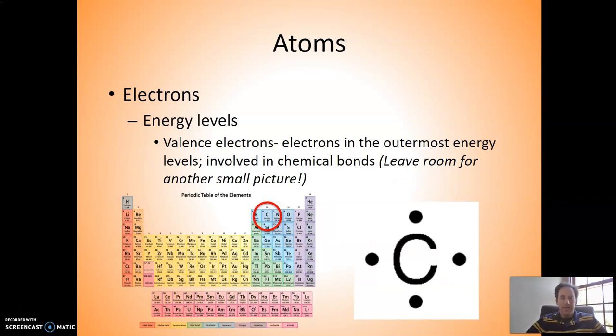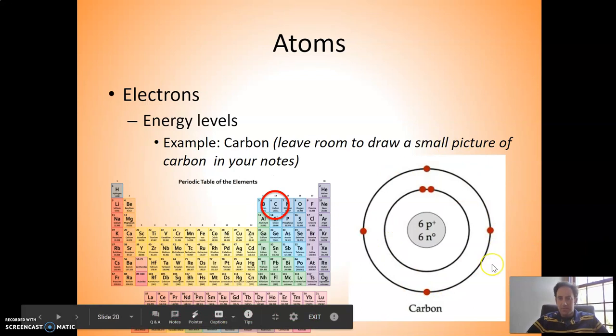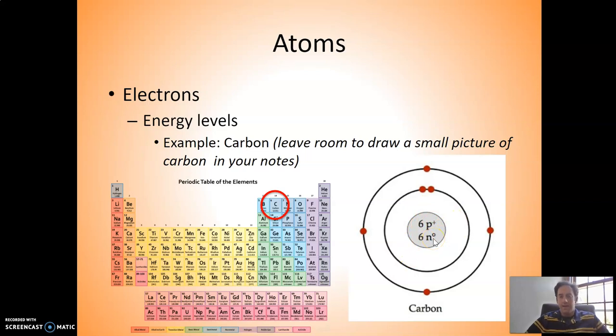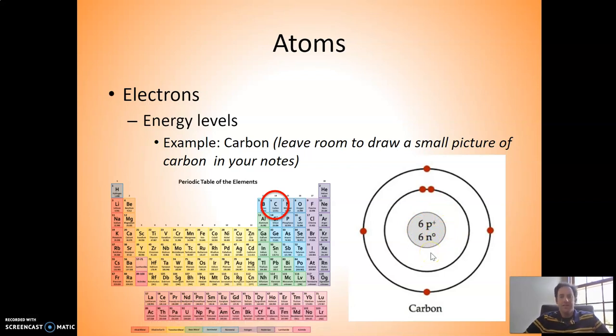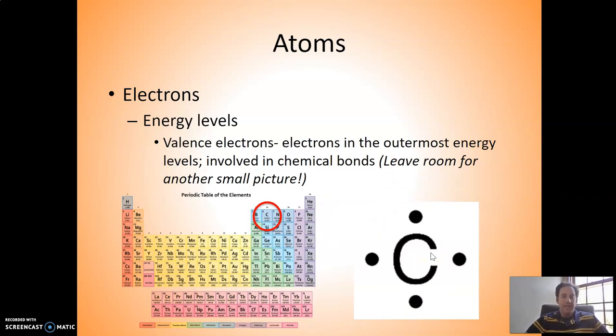Now it turns out that, yes, we can represent the atom this way, but it's a royal pain. I don't want to have to write 6 protons and 6 neutrons and draw all these circles. There's just a lot there, and we shouldn't have to, right? If it's carbon, we know it has 6 protons, and we know that most of the atoms at least have 6 neutrons. So is there a better way? Yes. And the better way takes advantage of the fact that really the only electrons that are chemically interesting to us are the ones in the outermost energy level, i.e. the valence electrons.